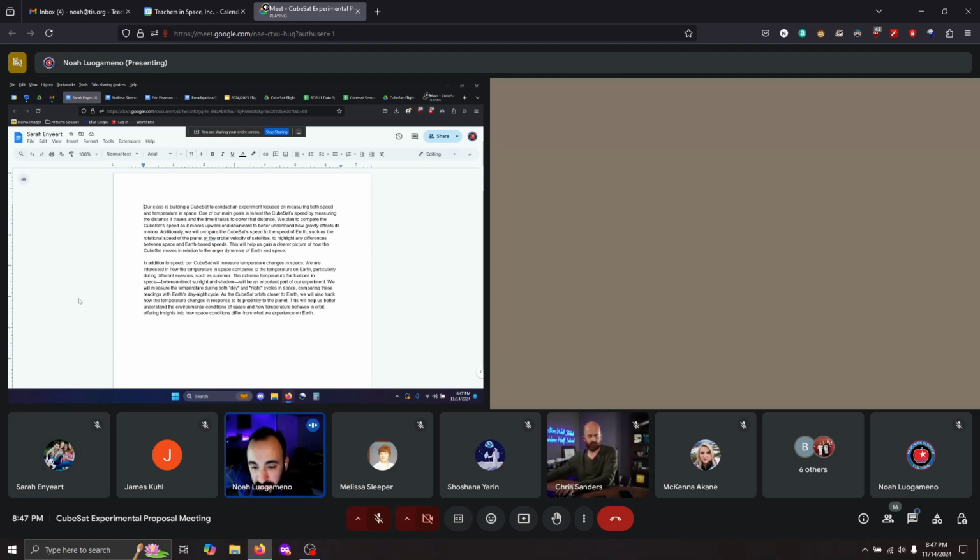Yeah, so no, this is great. So in addition to speed, the CubeSat will measure temperature changes in space. We are interested in how temperature in space compares with temperature on Earth, particularly during different seasons. That's another great thing about these CubeSats. They work as really good little weather stations. Pretty much every single CubeSat is its own little weather station because they almost always have some sort of temperature or pressure sensor in them. So, you can, and climate science is very important these days.